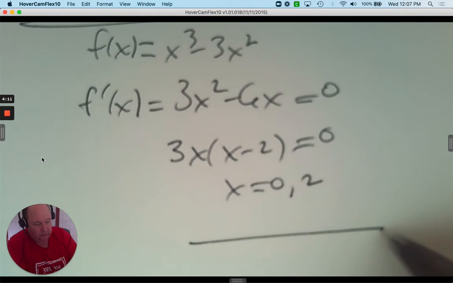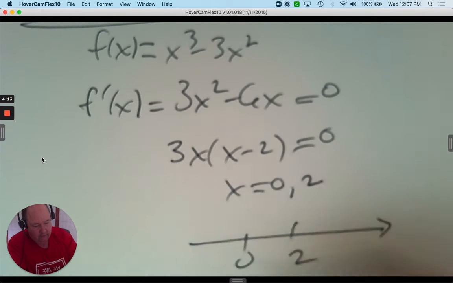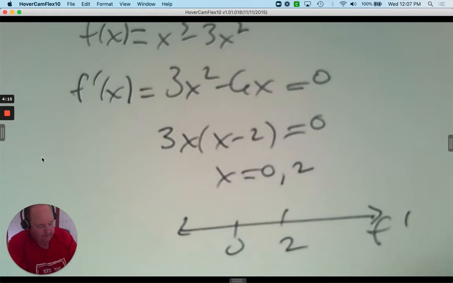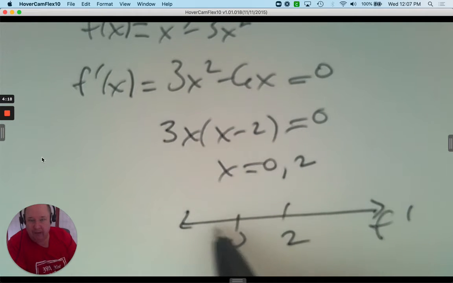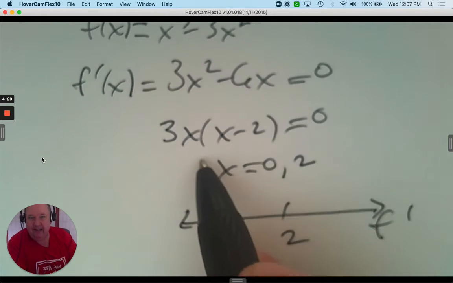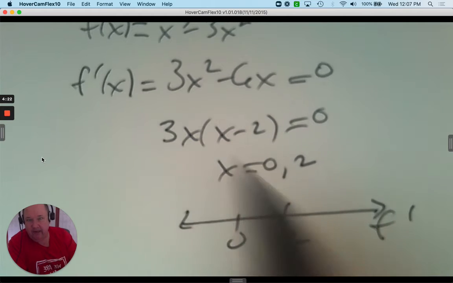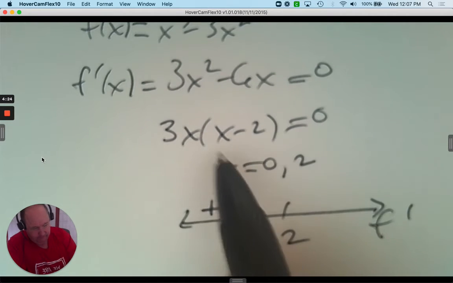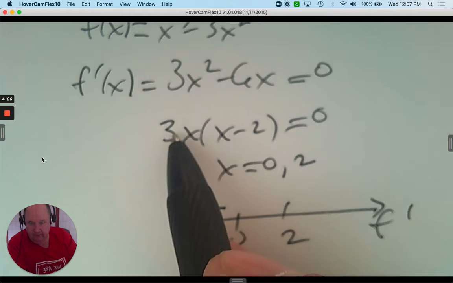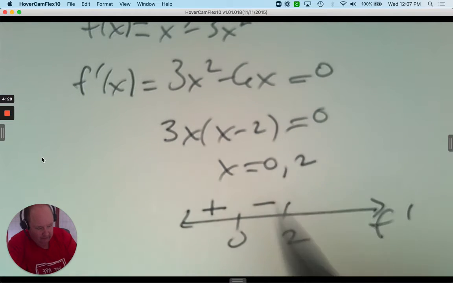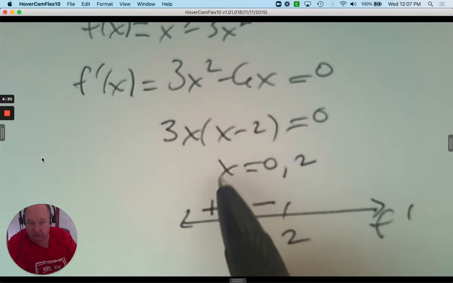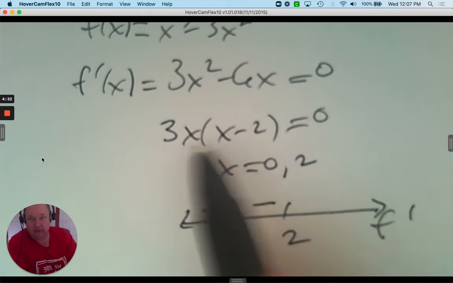Those are called critical numbers for the first derivative. Then we're going to plug in a number. So plug in any negative number, and it's a negative times a negative. Plug in +1, and it's a positive times a negative. Plug in a number greater than 2, and it's a positive times a positive.